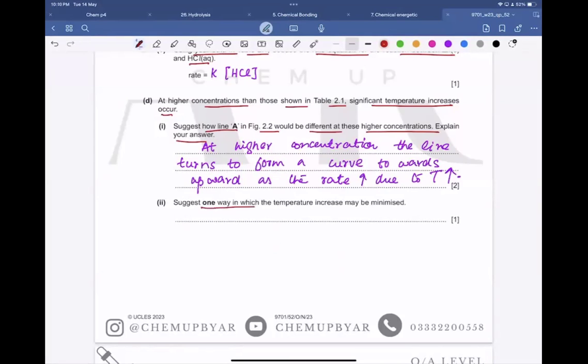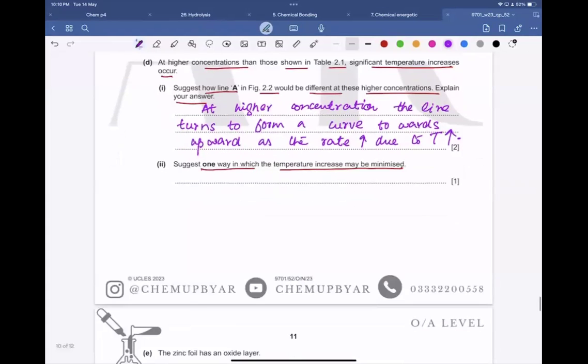Now, suggest one way in which the temperature increase may be minimized. If you put the reaction mixture in a water bath, it will lose the heat to the water bath, and as a result the temperature increase is not that much.